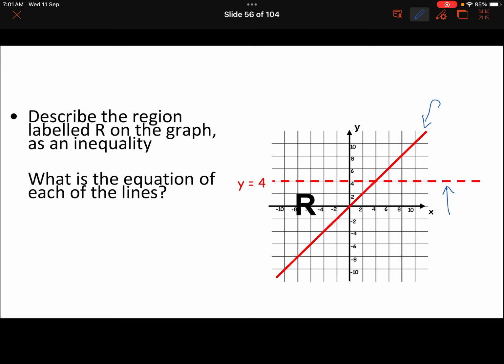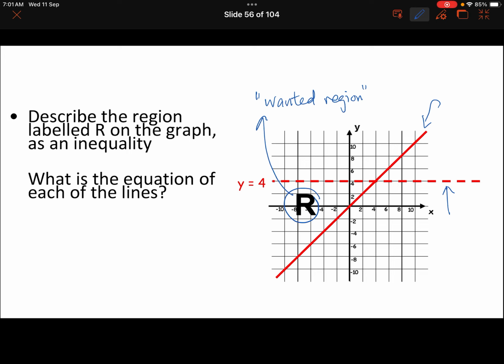Now what we're going to do is, and this R is going to be the region that we're supposed to describe based on some inequalities that we will be creating for this particular question. Now, this region, which is R, is considered as the wanted region. And we will be looking at making some inequalities from these lines.